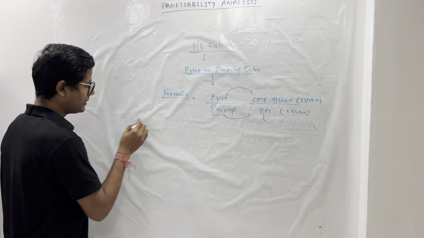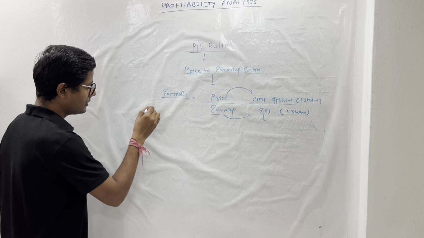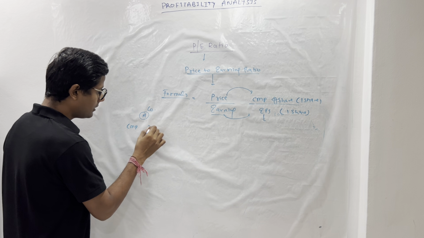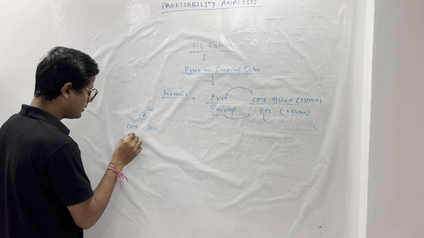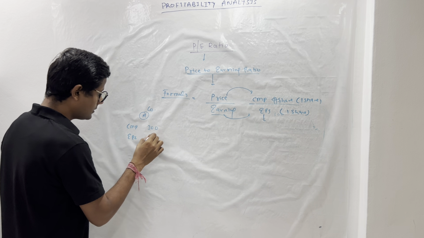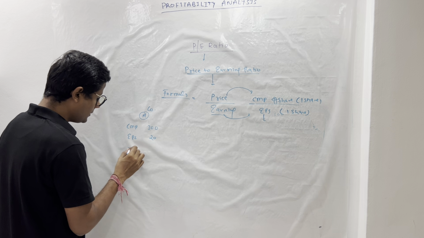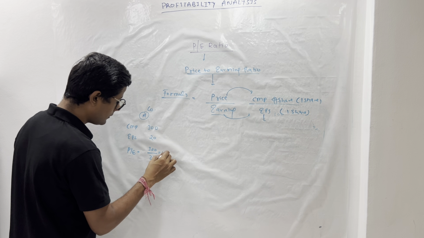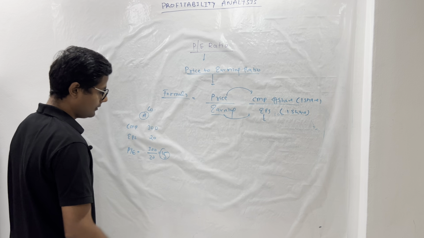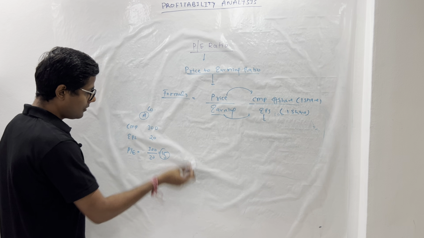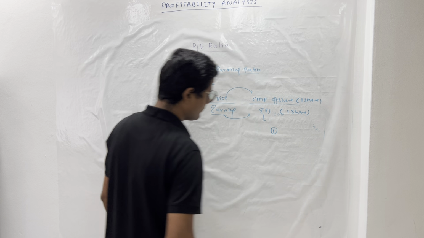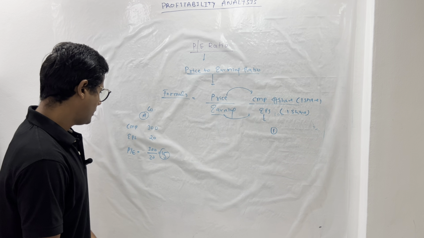So let me give you an example to understand. There is a company A. Company A's current market price is 300, and its EPS is 20. So the PE ratio is basically 300 divided by 20, that is 15. Now what do we understand from it?